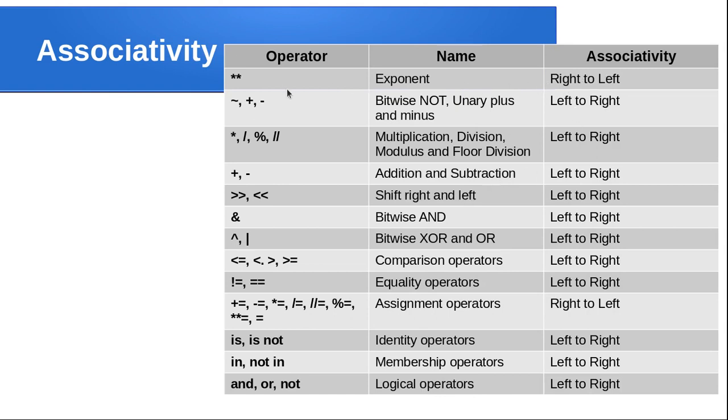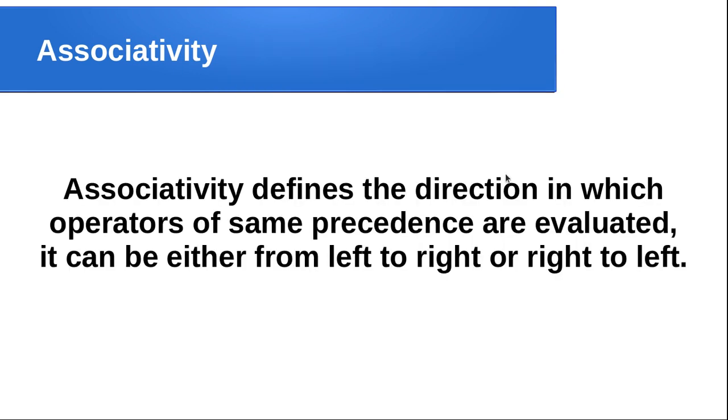Okay, remember this: for the exponent and assignment operators, the associativity is right to left, and for the remaining operators the associativity is left to right. We can easily remember this. With associativity, we are defining the direction when the expression contains operators of the same precedence, and the direction is from left to right or right to left.